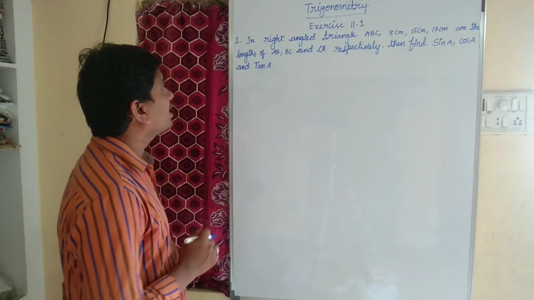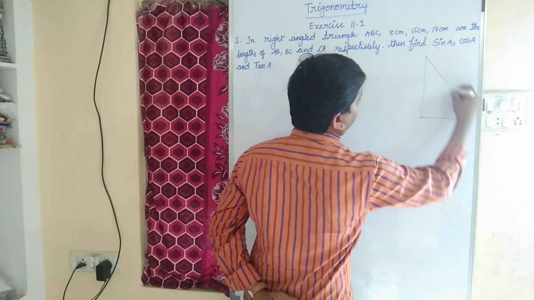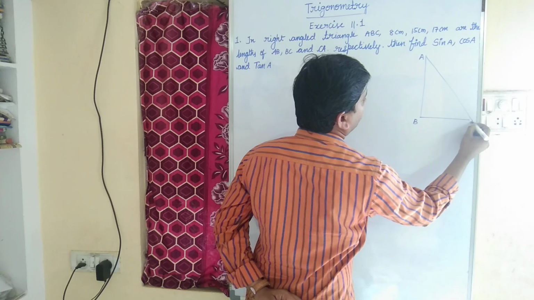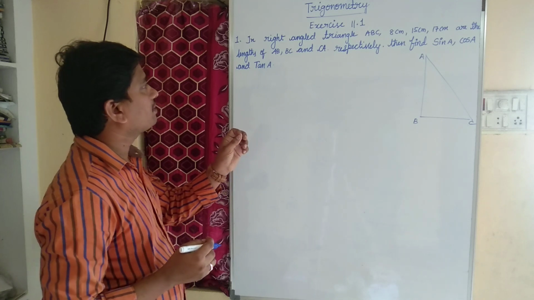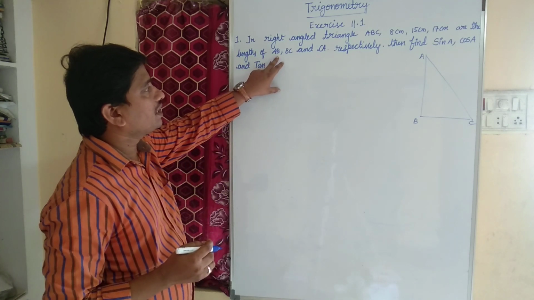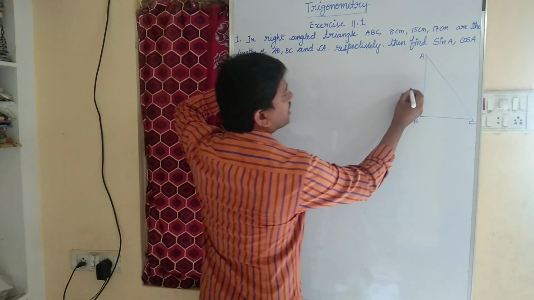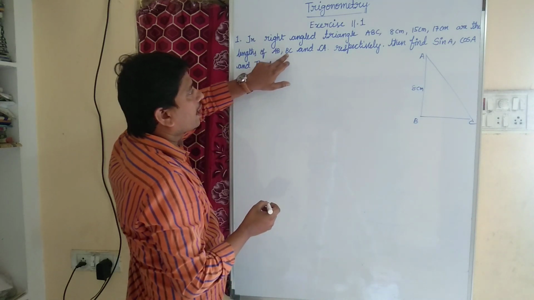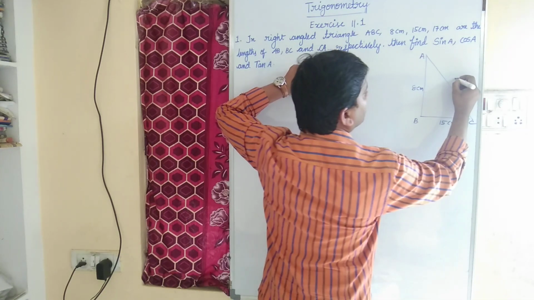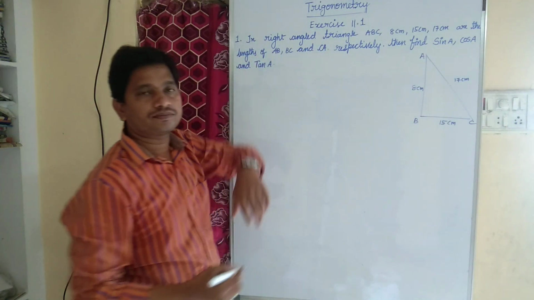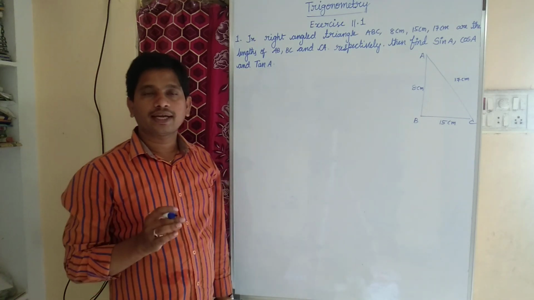Problem number 1. In right angle triangle ABC, 8 centimeter, 15 centimeter, 17 centimeters are the lengths of AB, BC, CA respectively. What is the length of AB? AB is 8 centimeter and BC is 15 centimeter and CA is 17 centimeter respectively. Then find sin A, cos A and tan A.